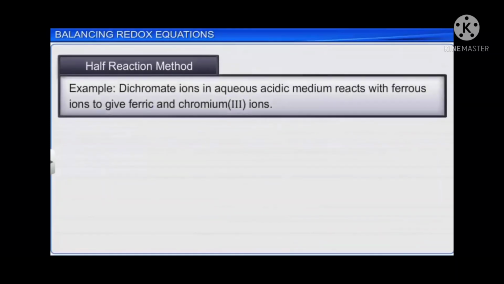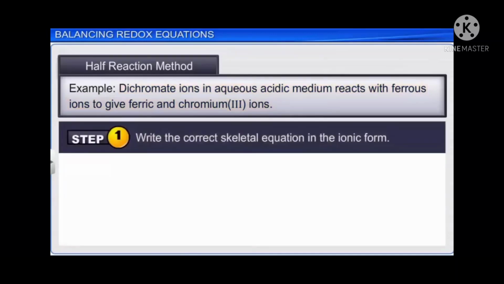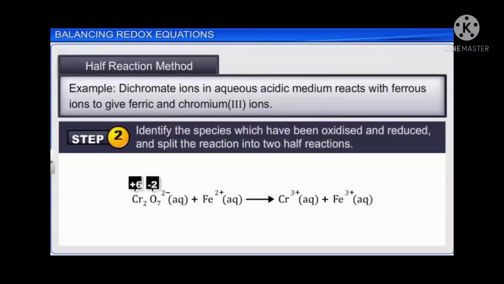In this reaction, dichromate ions in aqueous acidic medium react with ferrous ions to give ferric and chromium 3 ions. Let's look at the steps involved. First, write the skeletal equation for the reaction in the ionic form. Then identify the species which have been oxidized and reduced, and split the reaction into 2 half reactions.